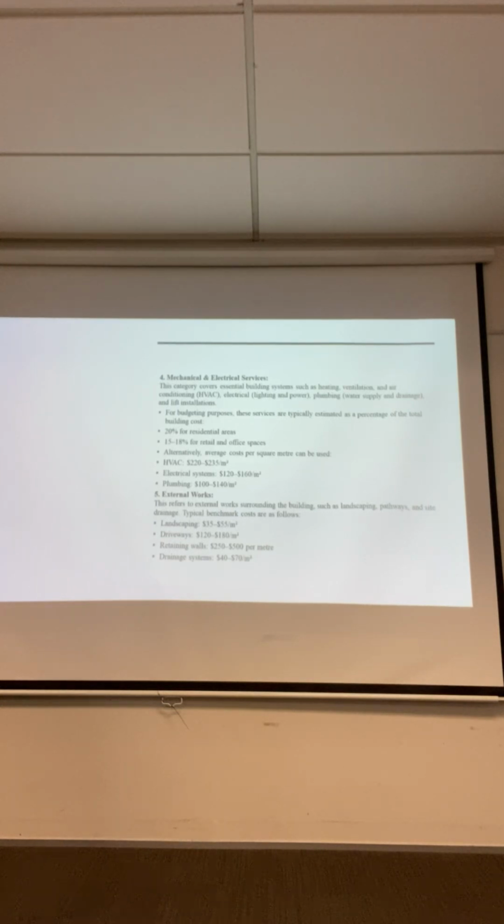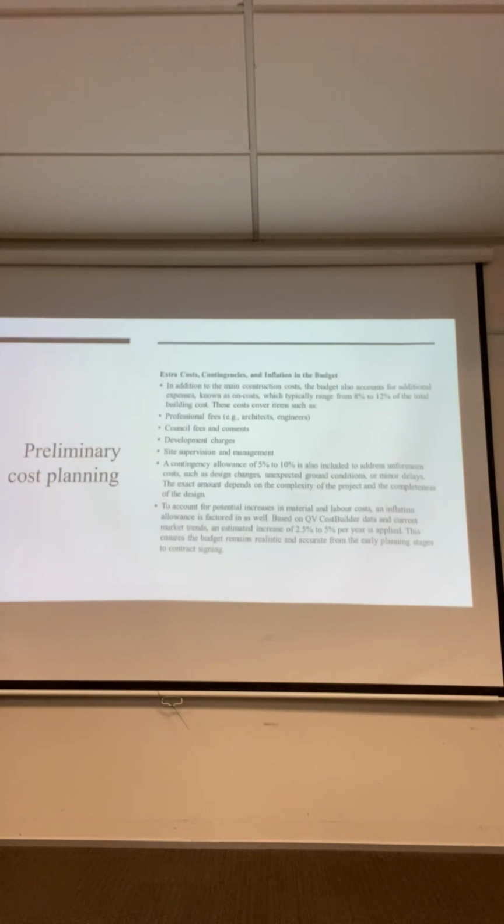And the fifth one is external work. External work refers to the works surrounding the building such as landscaping, pathways, and site drainage. Typical benchmark costs cover landscaping, driveways, retaining walls, and drainage systems. The next slide is preliminary cost planning: extra costs, contingencies and inflation in the budget.